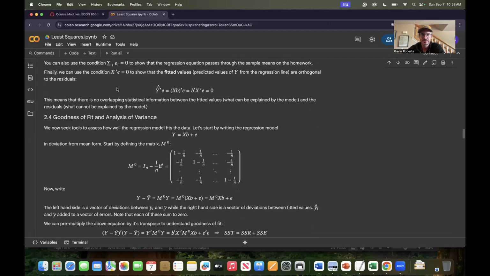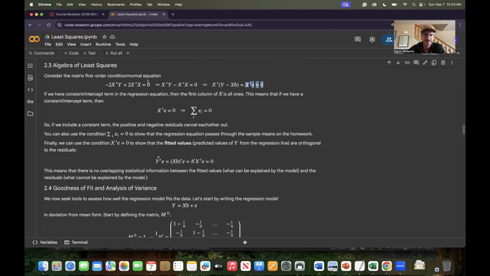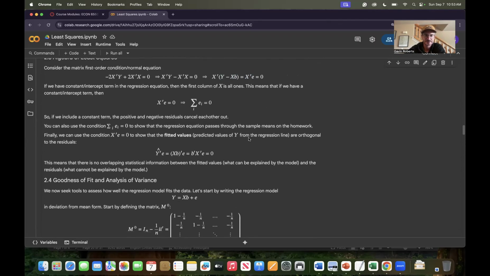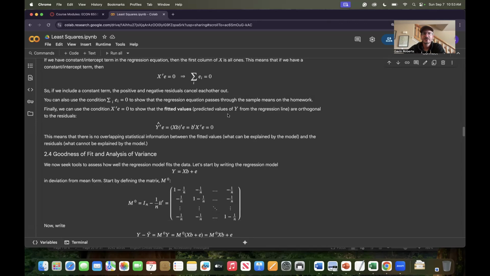Finally, we can use the condition x prime e equals 0, which is right here from this algebra, because this is the error term right there. The fitted values are what we get once we make our estimates. You probably know this already, but just to clarify, we have an estimated regression equation. Now we can put our independent variables into that estimated regression equation and come up with estimates of y, our dependent variable. Our estimate of y probably is not a real y value from our data, and we call that a fitted value.